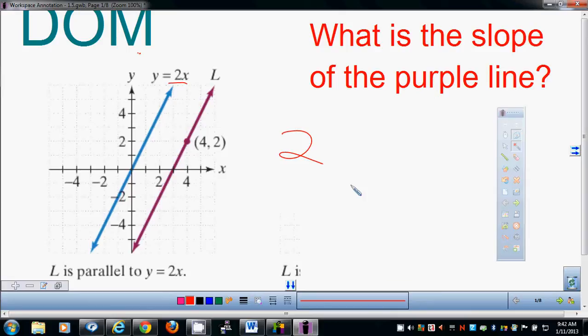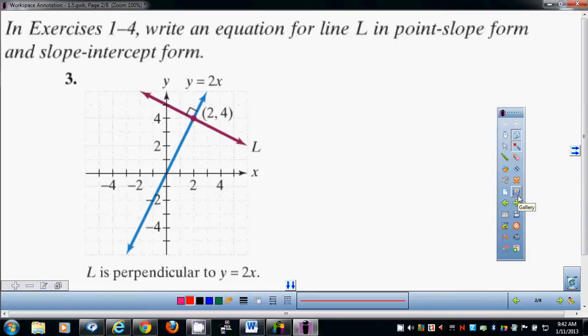Here we go. Were there any questions on the DOM? Good. Write an equation of the line in point slope and slope intercept form. So they're going to provide you a blue line, but then for the purple one, you have to come up with the equation. They're going to give you the equation for the blue line. So what's the slope of the blue line? 2. Now, if lines are parallel, they have the same slope.